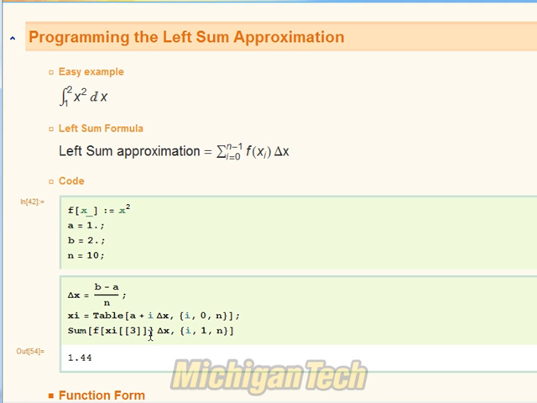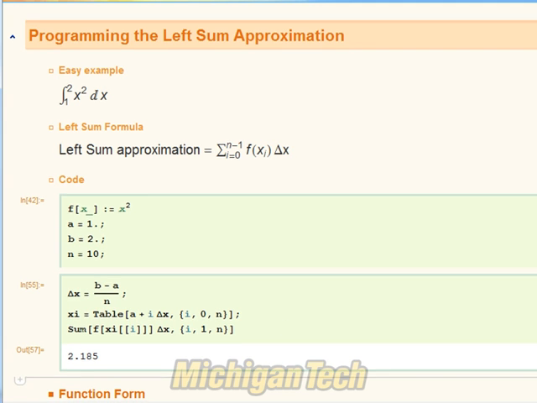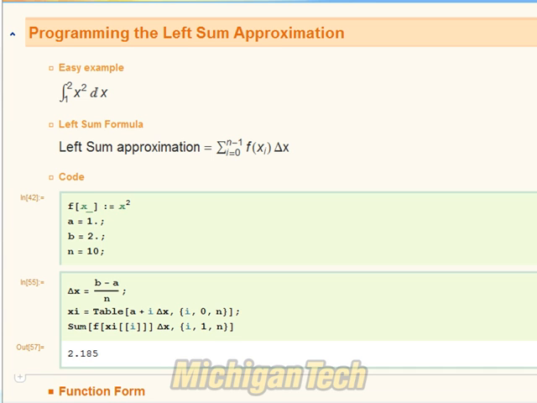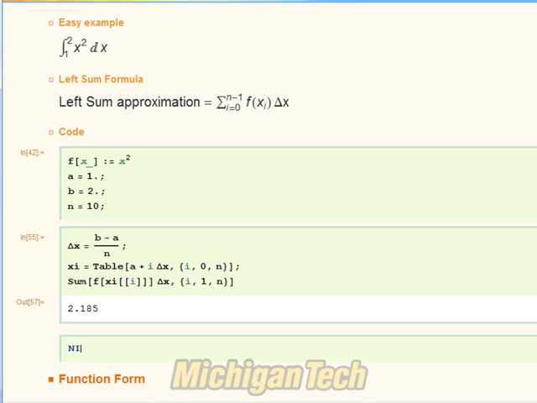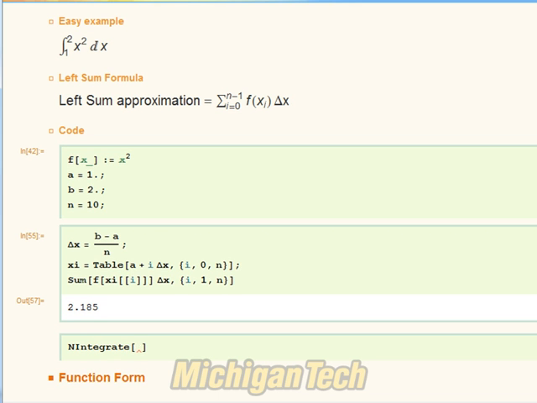But notice that even though I'm summing from i equals 1 to n, really the x sub values I'm using are x sub 0 to x sub n minus 1. So when I evaluate that, this result is the left sum approximation to the integral using my 10 intervals. Now to see if my code is working correctly, I can compare this to Mathematica's value using NIntegrate. So I could NIntegrate my function f of x from 1 to 2.